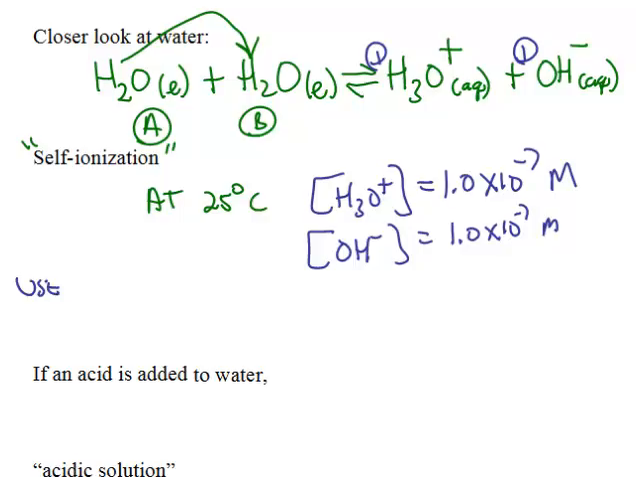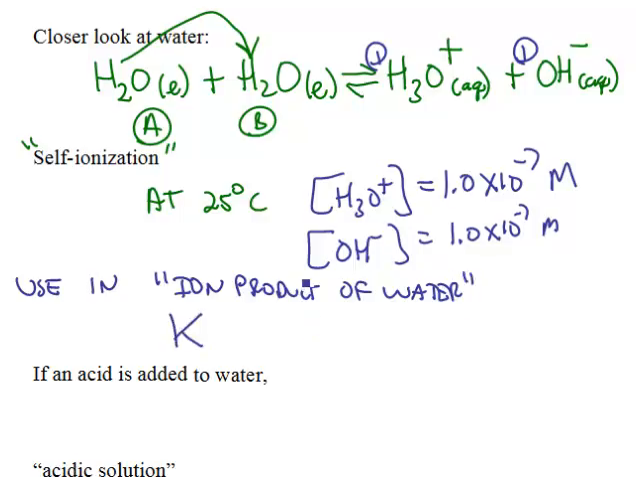We're going to use this in what's called the ion product of water. The ion product of water has the symbol capital K and then a subscript W. The W stands for water. And Kw is concentration of hydronium times the concentration of hydroxide.